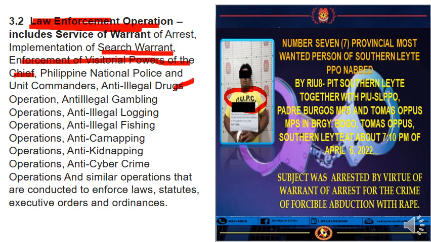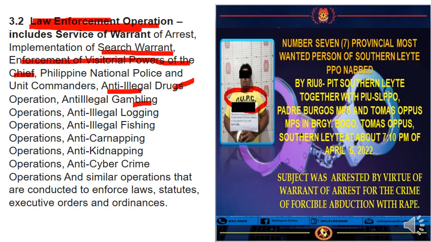Drugs. All kinds of prohibited drugs. Take note, illegal drugs. Gambling, all forms of gambling. What makes gambling illegal? First, if it does not have a permit. Second, if the ones who operate it are criminals. Those are the reasons why gambling is prohibited. But if it has a permit from the mayor or the municipality, it is not illegal gambling.